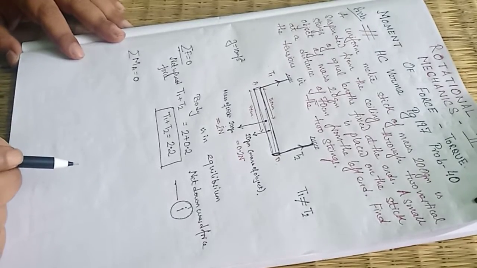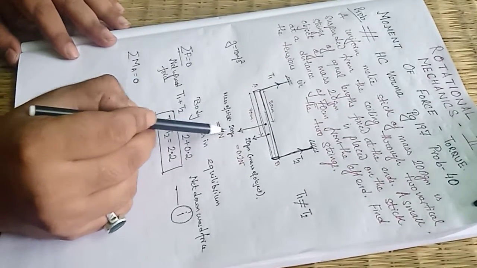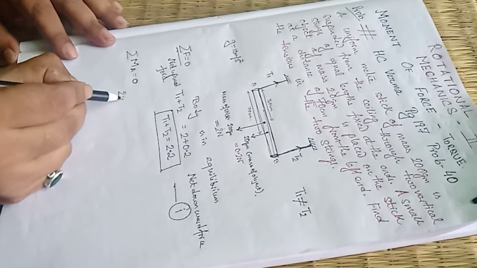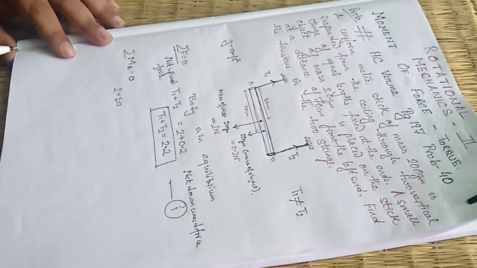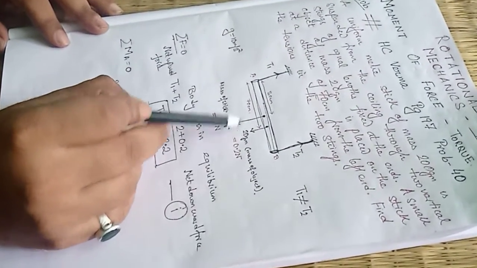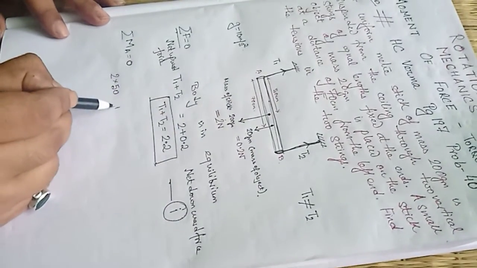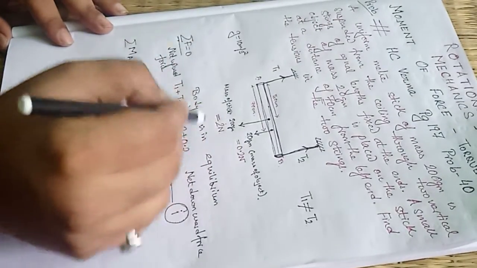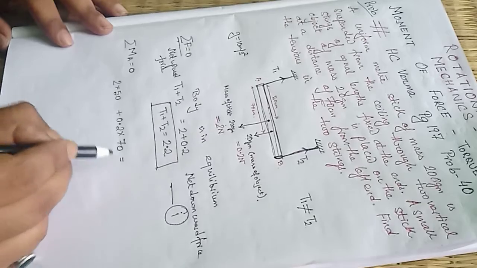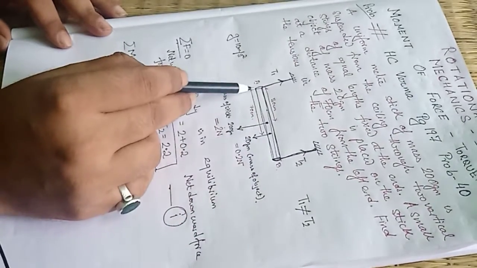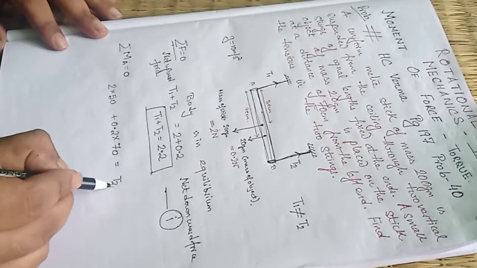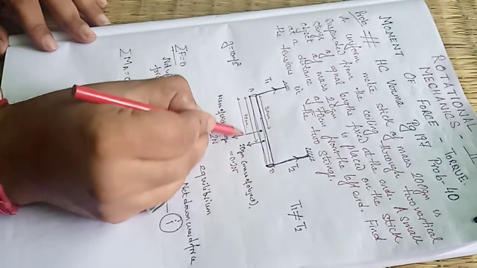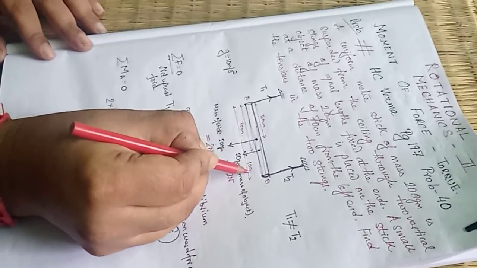So what is the moment of these 2 Newton about this point A? We can write it as 2 into 50. What is the moment of this about point A? We can write 0.2 into 70. This is the net downward moment about A. And what is the moment of this force T2 about A? We can write it as T2 into 100, because the total length of this stick is 100 centimeters.